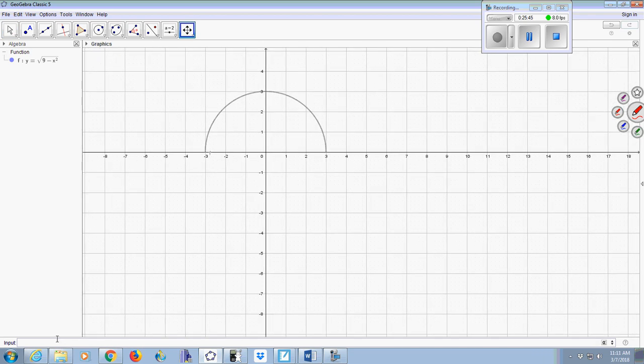And then you can say y equals the opposite of sqrt, 9 minus x square. There's the bottom half. Okay. So the reason I'm showing you this is that you may have to draw circles today for one of those three questions that I told you about at the end.